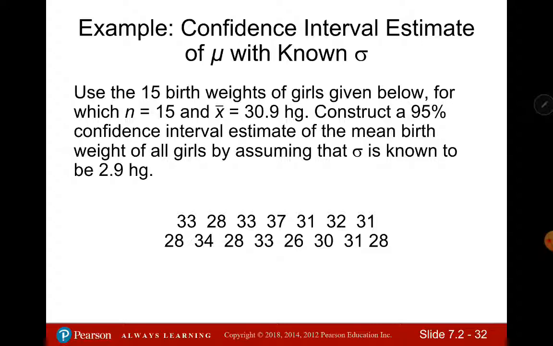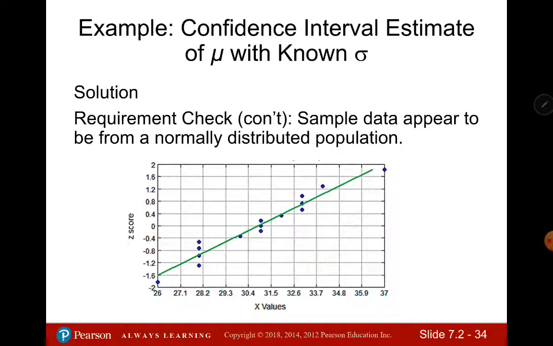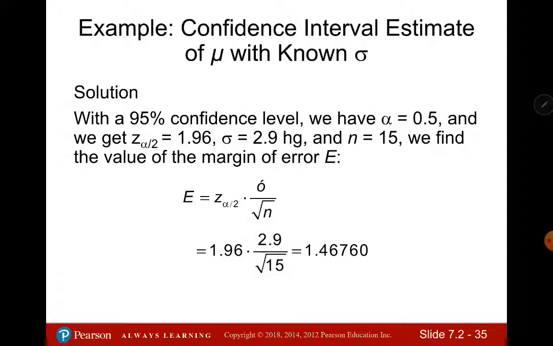So let's check this example. If we know the sigma, this time we know sigma is 2.9. And we also know X bar. X bar is our point estimate. So the only thing is we need to find the margin of error, E. So we can skip the requirement check. Again, this time we have sigma, so we use Z. We do not check the T table.